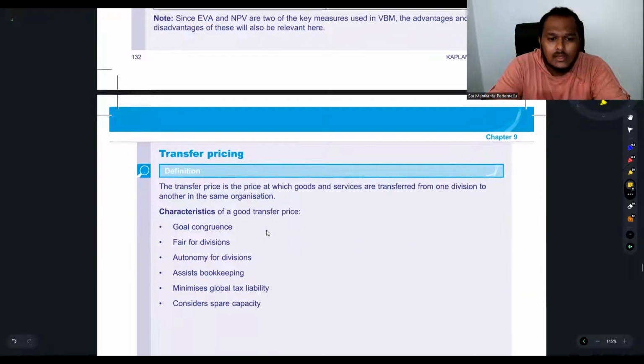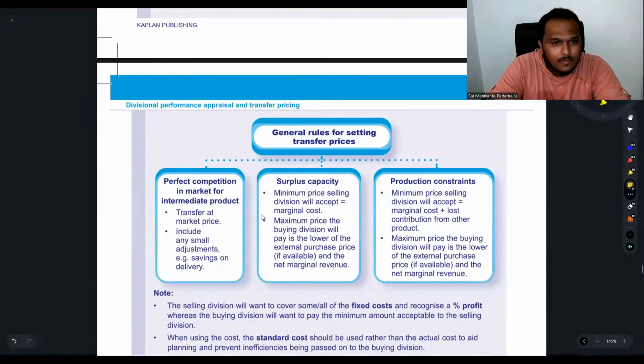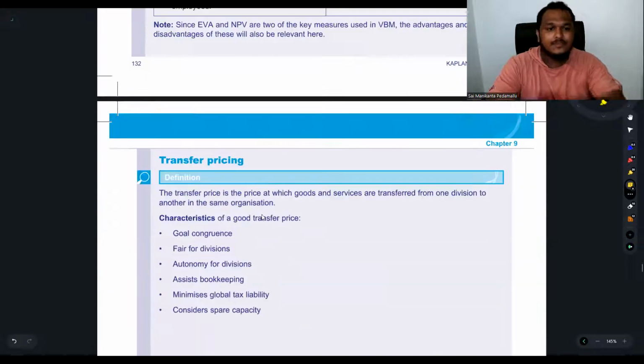Advantages and disadvantages. Now coming to transfer pricing. Okay, so transfer pricing related.